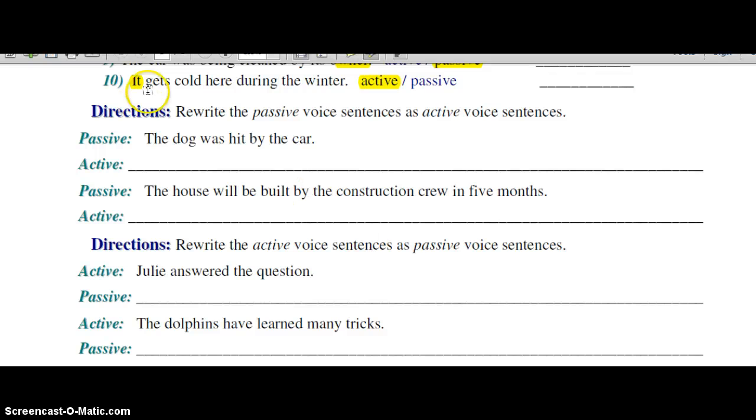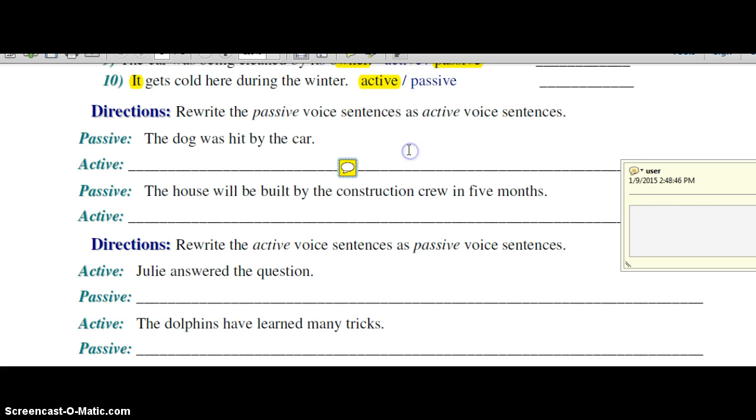So it says the dog was hit by the car. And since I'm in a PDF, I am just going to add a sticky note. I'll put it right here. Okay, and so I'm going to rewrite that one. And so I'm really asking myself, well, who is actually doing the hitting? It's the car. So I'm going to say the car hit the dog. And you're going to notice I'm using the exact same words as the passive voice sentence. The only difference is I am omitting the was and the by.